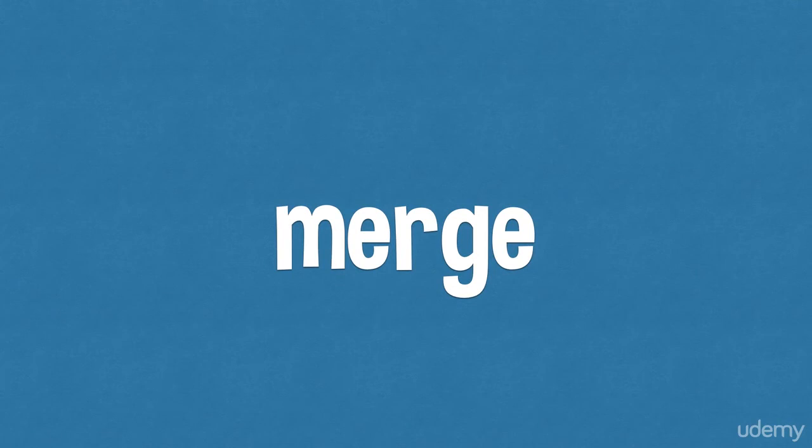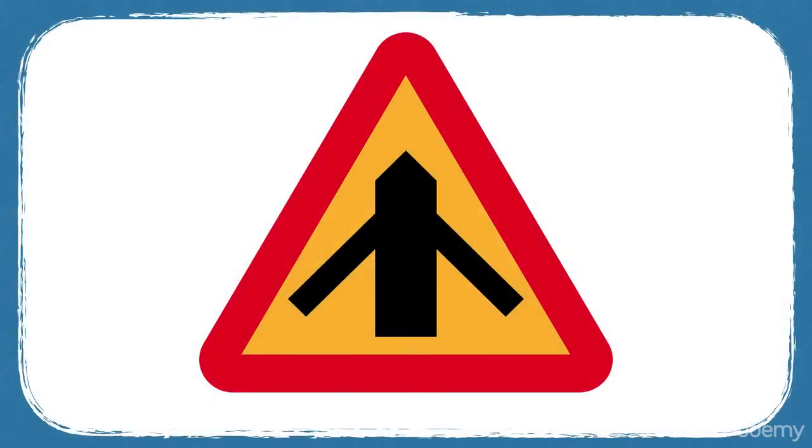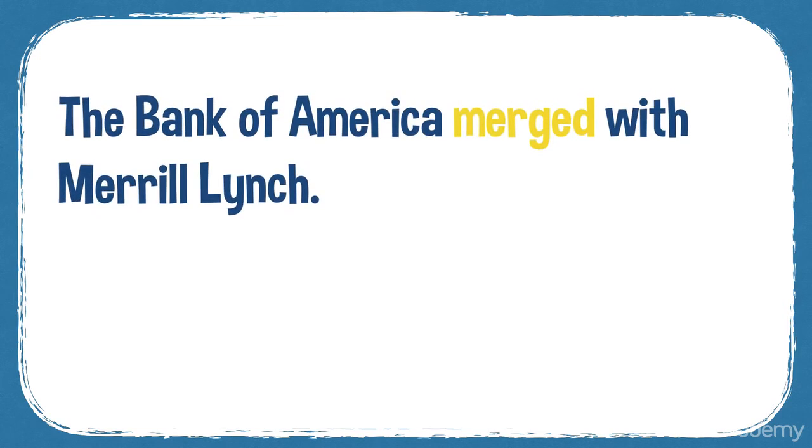Merge. If one thing merges with another, they come together. They combine to make one whole thing. So here, 3 roads merge to become 1 road. And it's the same with rivers. 2 rivers merge to become 1 river. Also, you can have the same with companies, with business. If 2 businesses merge, they form a new company. So here is an example of that, in fact.